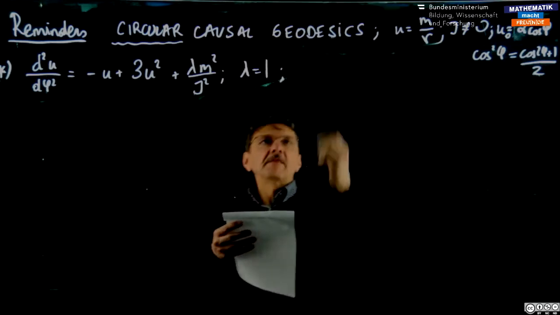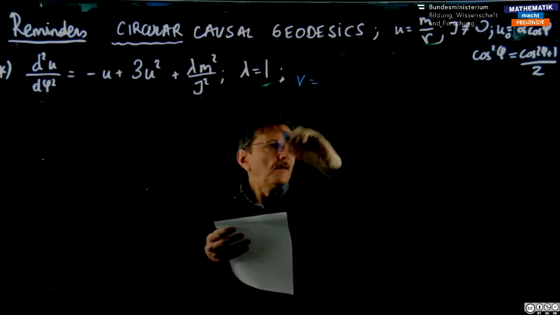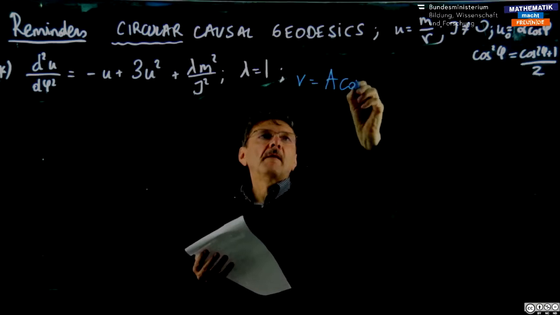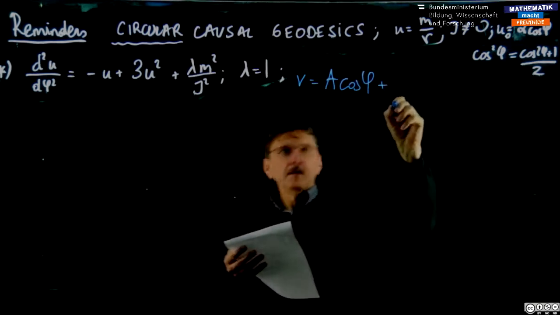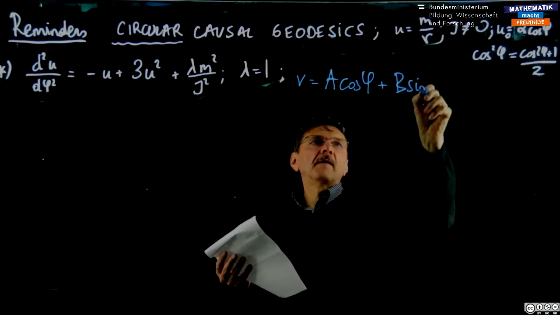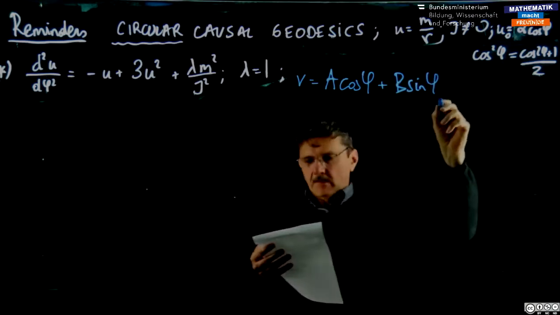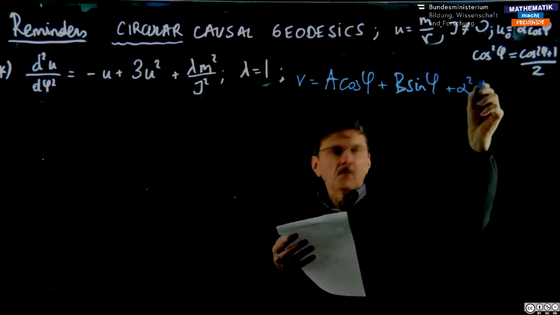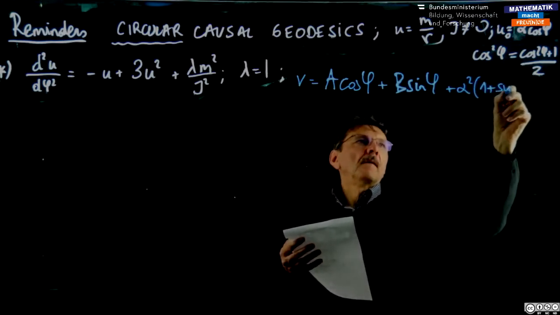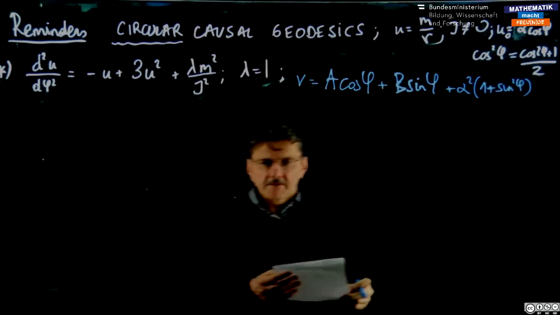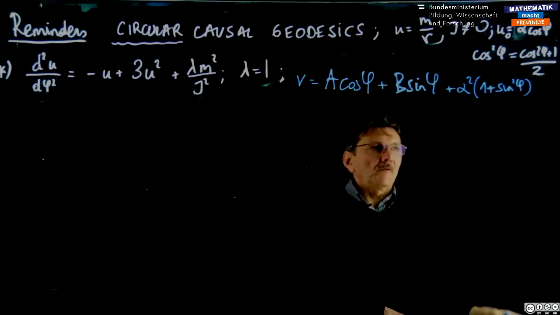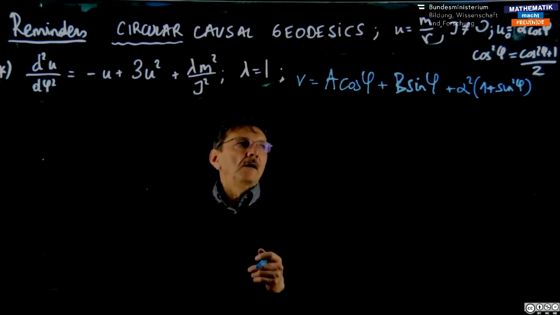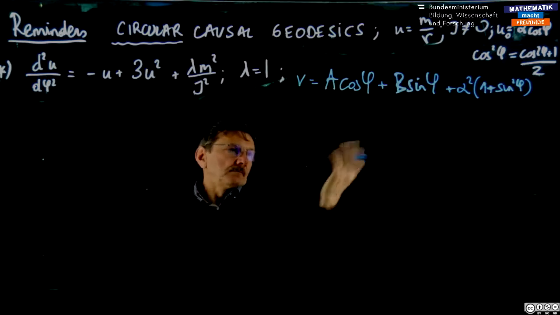So we get that V is A cos phi plus B sine phi plus alpha square 1 plus sine square phi. Okay, so that's the general solution of this equation. And that's what it is.